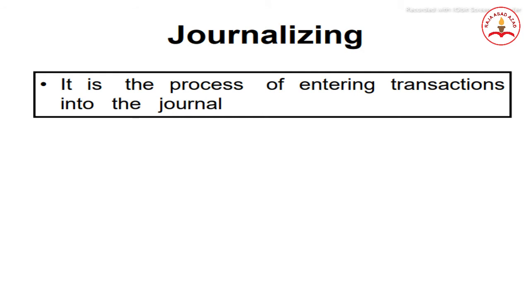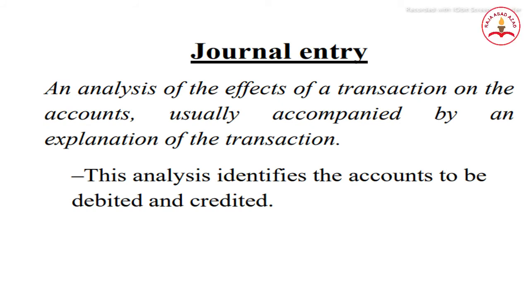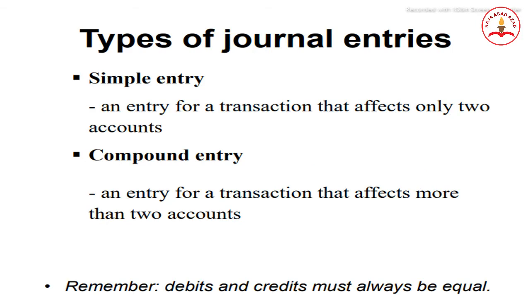How do we record the transaction in the journal? Journalizing is the process of entering transactions into the journal. In a journal entry, there is an analysis of the effects of a transaction on the accounts, usually accompanied by an explanation of the transaction. This analysis identifies the account to be debited and credited in the journal entry.